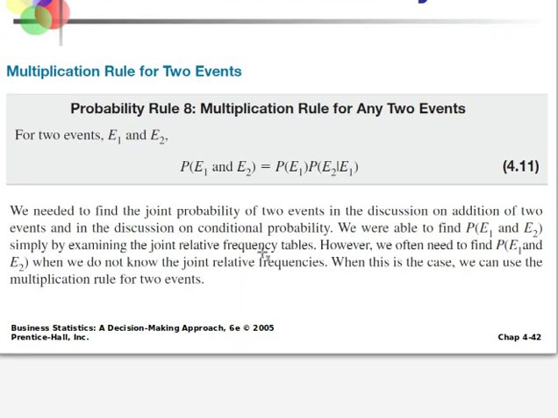We need to find the joint probability of two events. In the discussion on addition of two events and in the discussion on conditional probability, we were able to find P of E1 and E2 simply by examining the joint relative frequency tables. However, we often need to find P of E1 and E2 when we do not know the joint relative frequencies. When this is the case, we can use the multiplication rule for two events.